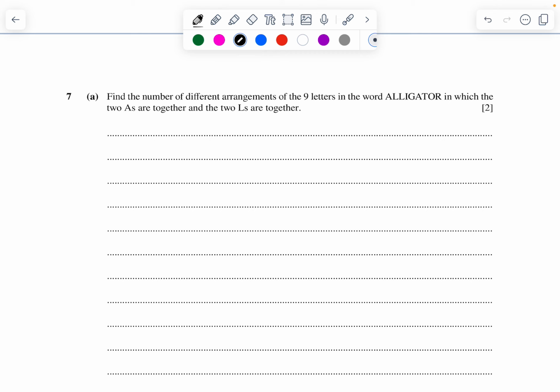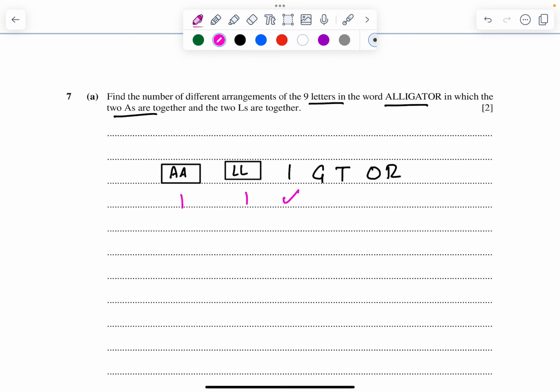Find the number of different arrangements of the 9-letter word alligator in which two A's are together. Two A's are together, A, and the two L's are together, L. So what am I left over with? I, G, T, O, R. So totally this is 1 unit, 1 unit, 1. So totally how many units are there? 7 units. 7 units can be arranged in 7 factorial, which is 5040.